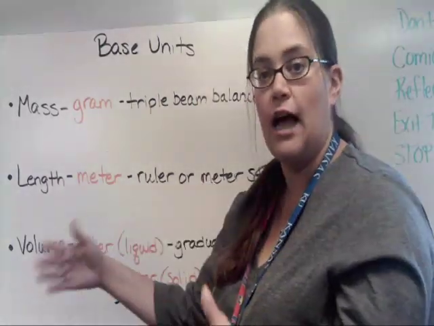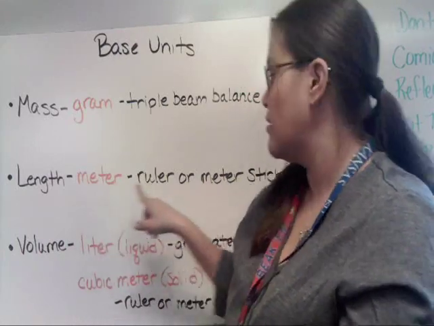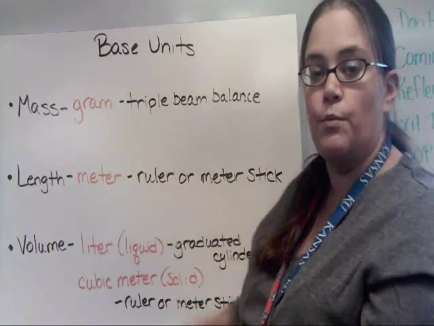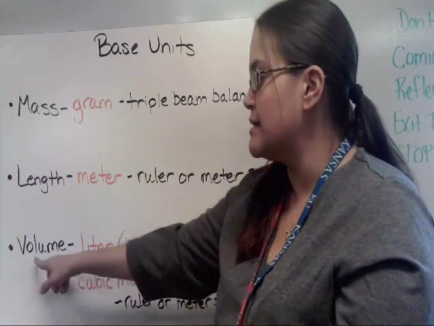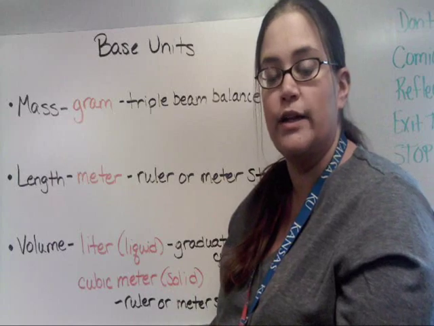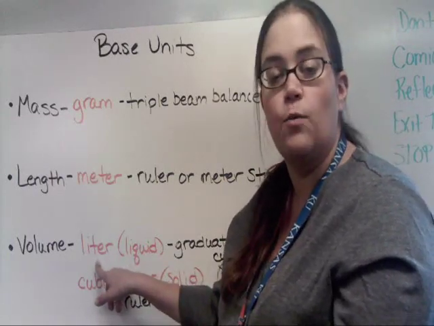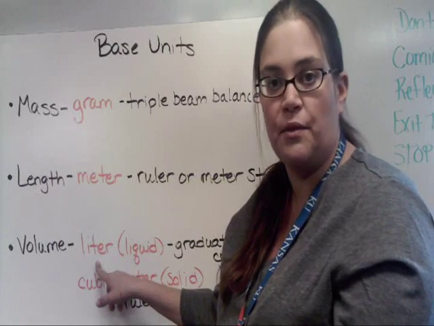Length is obviously how long something is. And the base unit for it is the meter, and you measure it with a ruler or meter stick. And then lastly is volume. It depends on whether it's liquid or solid, which unit you use. So for liquid volume, you use the liter, so water or soda. You're probably familiar with that.